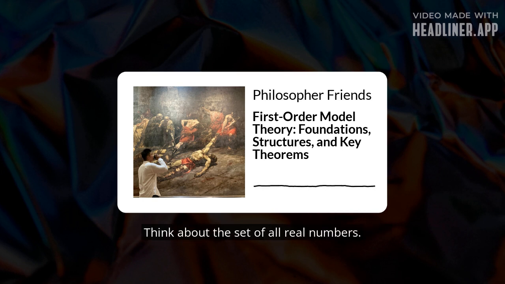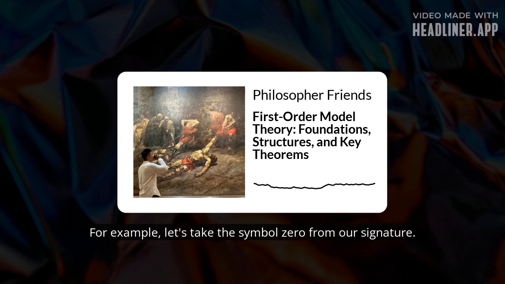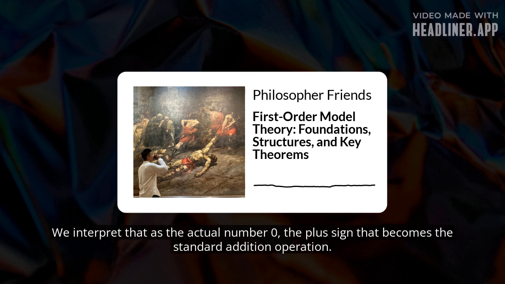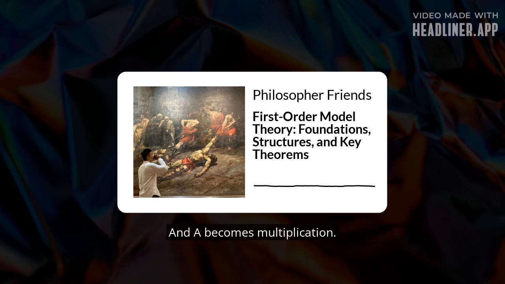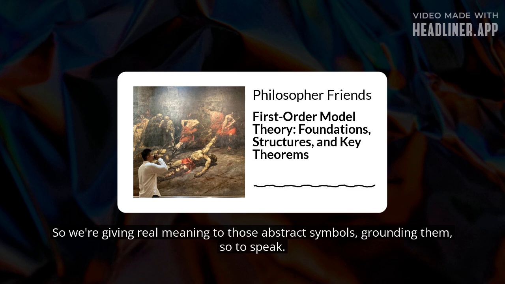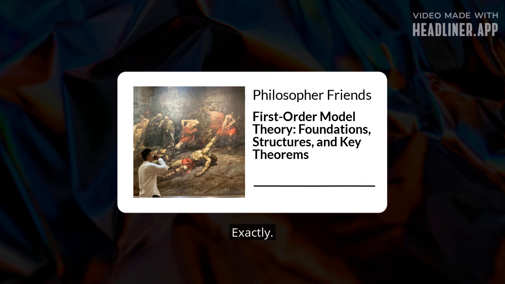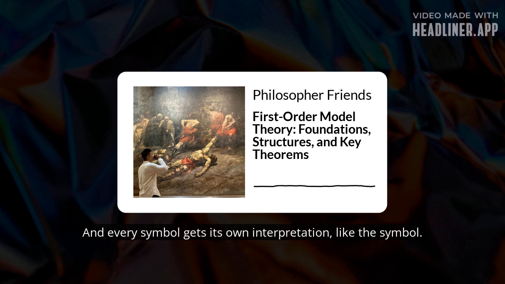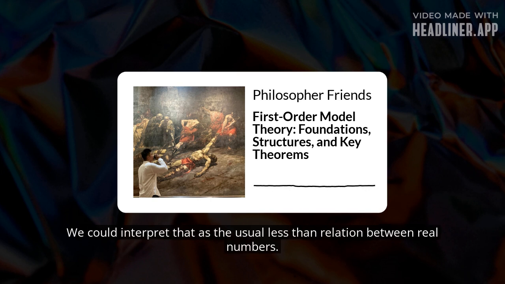Sure, think about the set of all real numbers, all those numbers on the number line. We can turn that set into a structure. For example, let's take the symbol 0 from our signature. We interpret that as the actual number 0. The plus sign becomes the standard addition operation, and the times symbol becomes multiplication. So we're giving real meaning to those abstract symbols, grounding them, so to speak. Exactly. And every symbol gets its own interpretation. Like the less-than symbol, we could interpret that as the usual less than relation between real numbers.